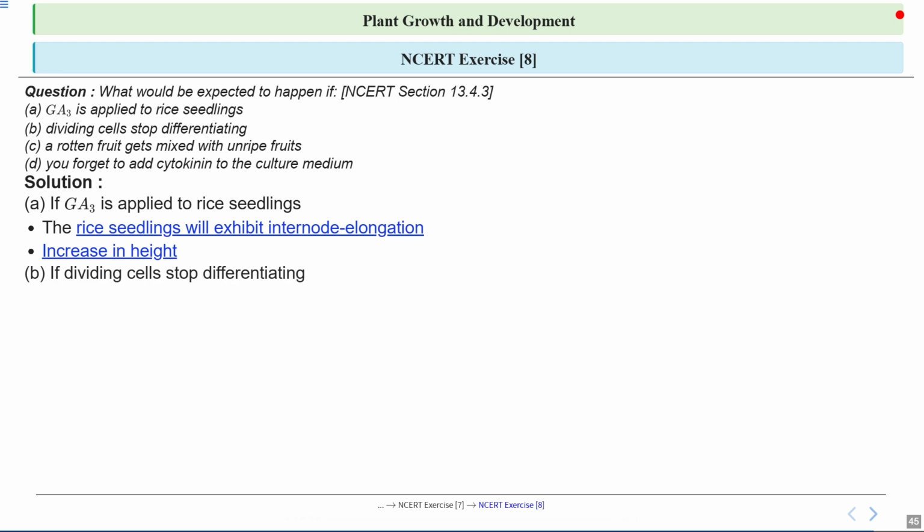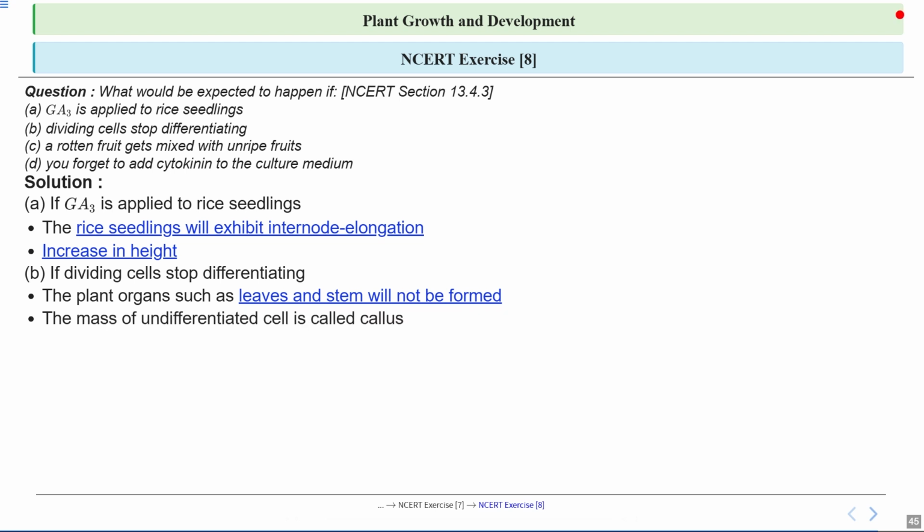Next, let's consider what happens if dividing cells in a plant stop differentiating. This is a crucial step in plant development. If differentiation doesn't occur, the plant won't be able to form specialized organs like leaves or stems. It's like having a group of workers who never take on a specific job, so nothing gets built. Instead, what forms is a callus, which is just a mass of undifferentiated cells. In labs, scientists use callus tissue as a starting point to regenerate whole plants under the right conditions.